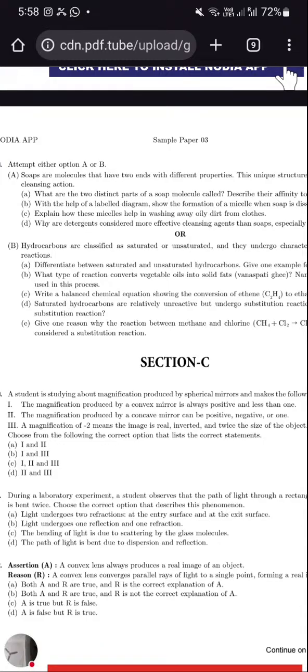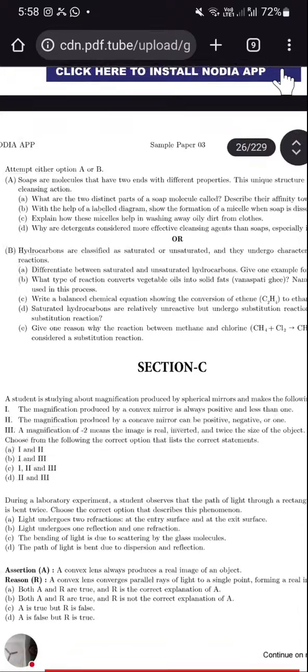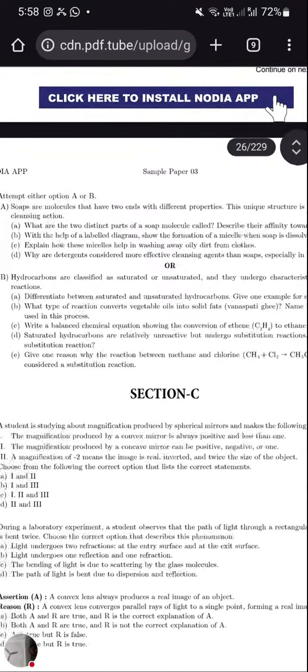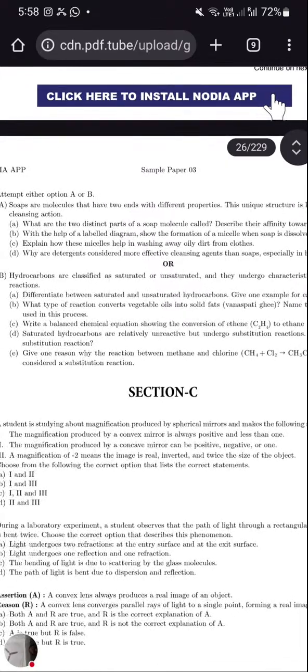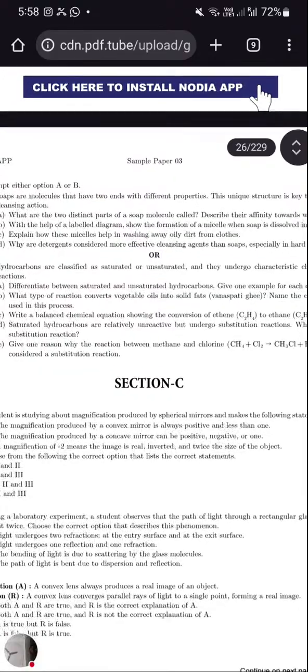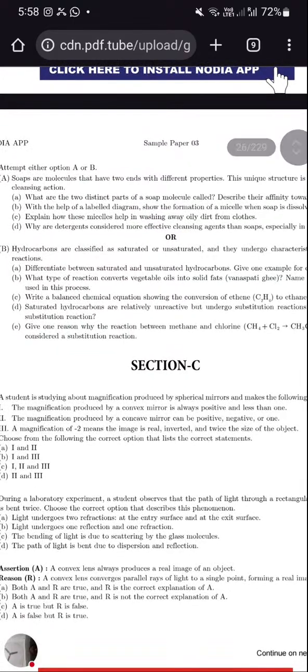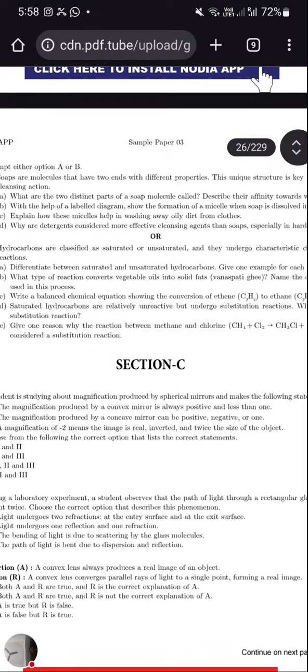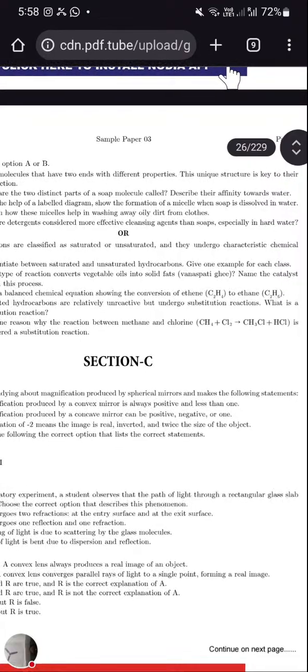Okay, now the next question. Moksha, I can come and explain. So all this is related to soap. I'll send you that answer, just go through it. Explain with the help of a labelled diagram the formation of micelles.